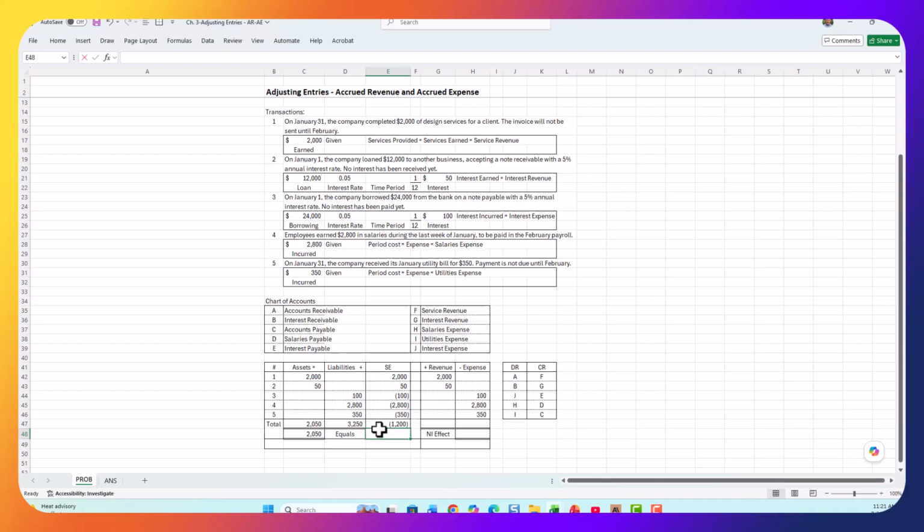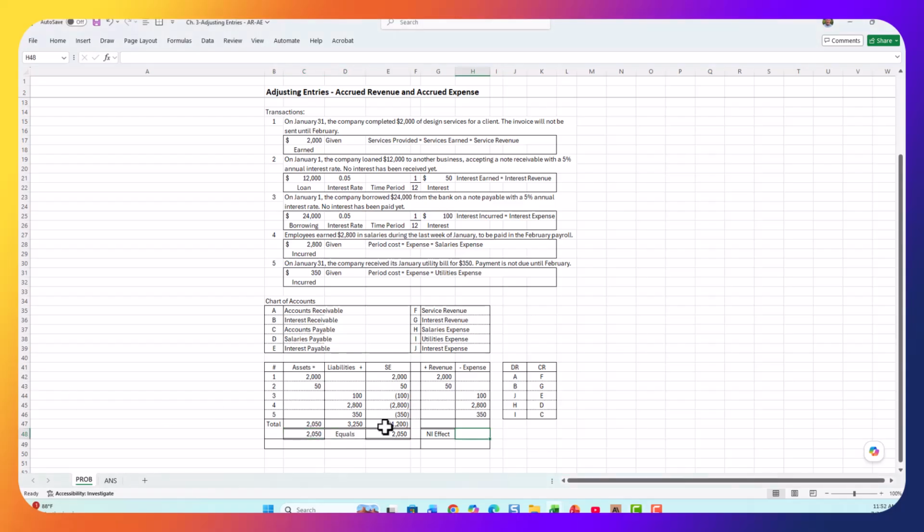$3,250 plus a negative $1,200 equals a positive $2,050, matching the assets exactly. The equation balances. Assets equal liabilities plus stockholders' equity.